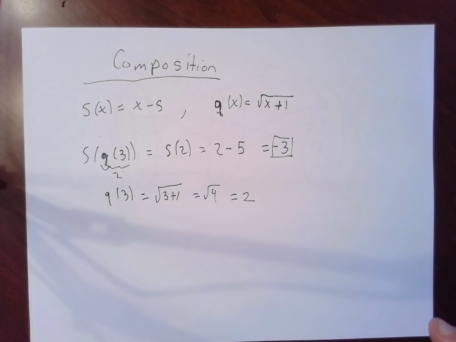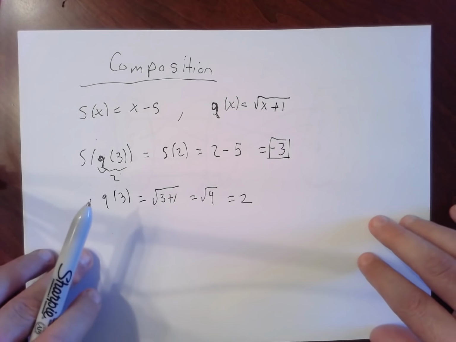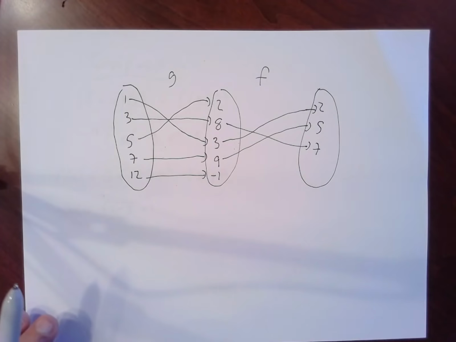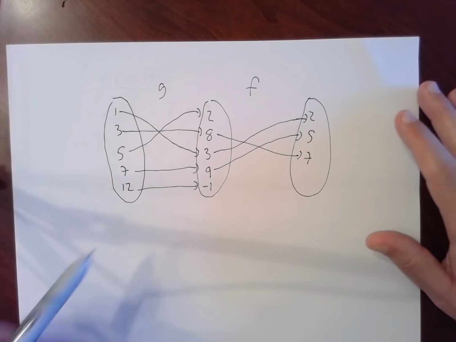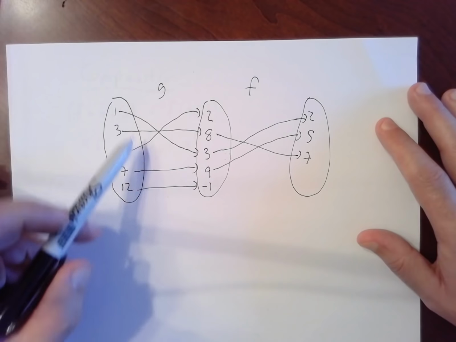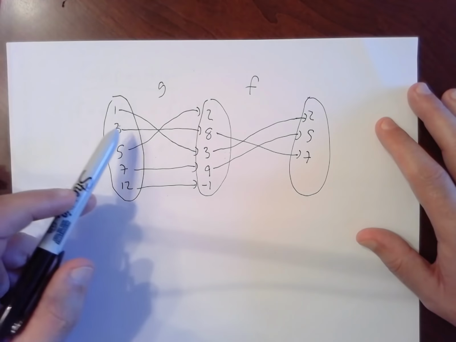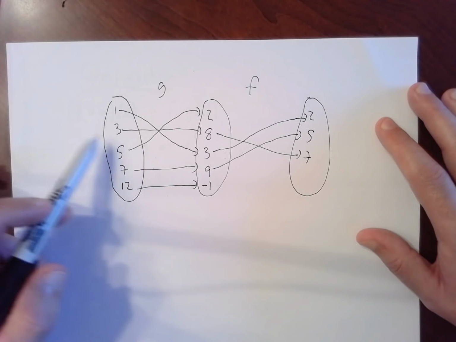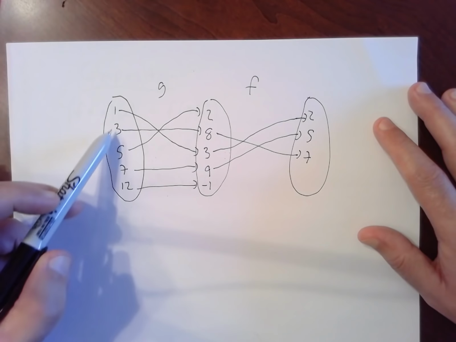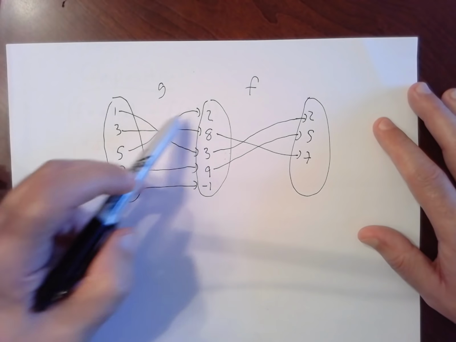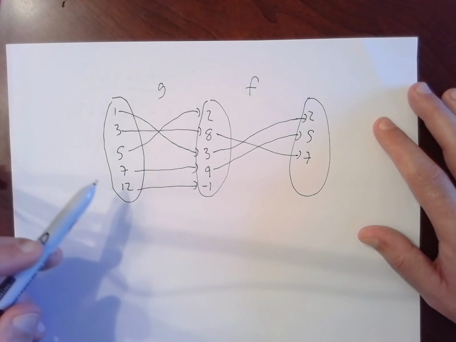So composition of functions is you do one function first, get an output. That output becomes your new input for the outside function. Start inside, work your way out. Okay, so say I've got these two functions. I've got g here. Here's g's domain. Here's g's range. G, say, for example, sends 5 over to 2. G of 5 would be 2.